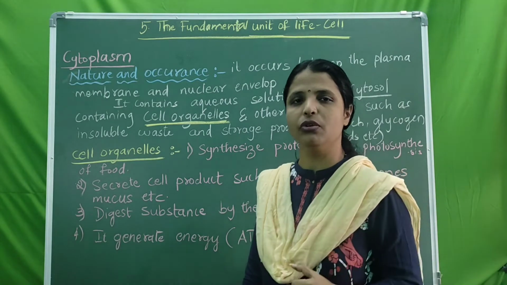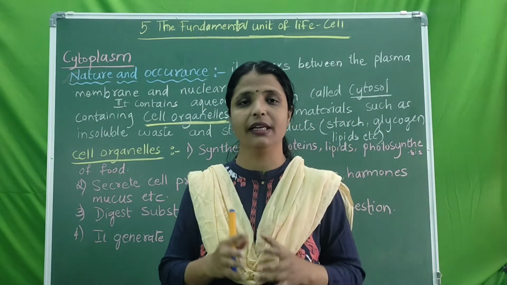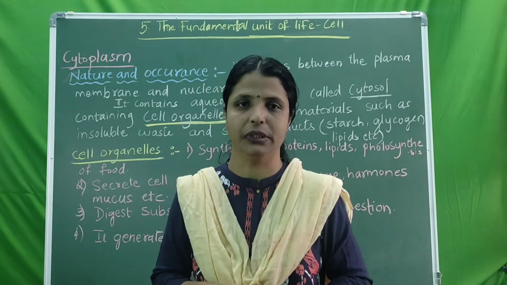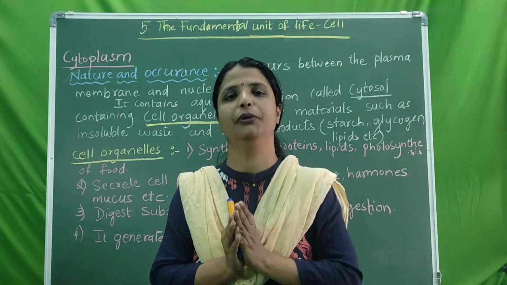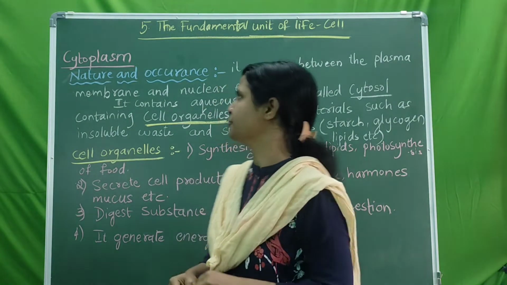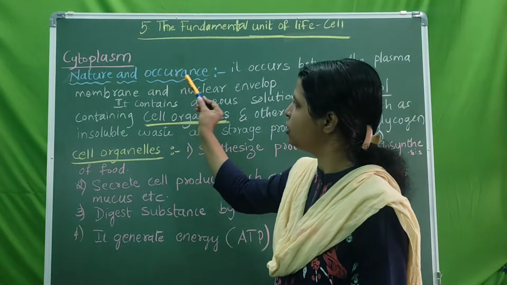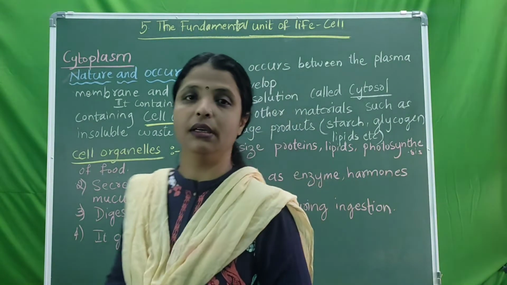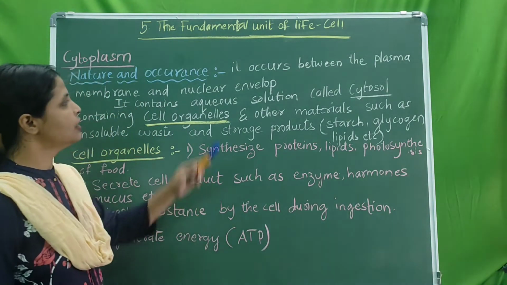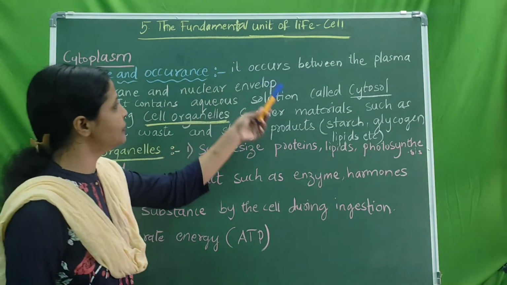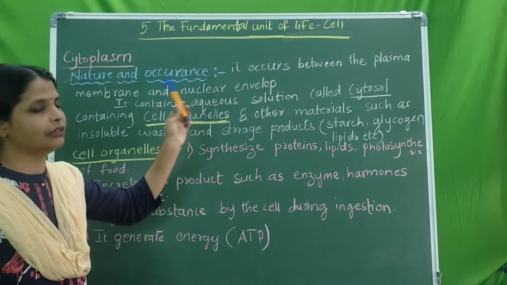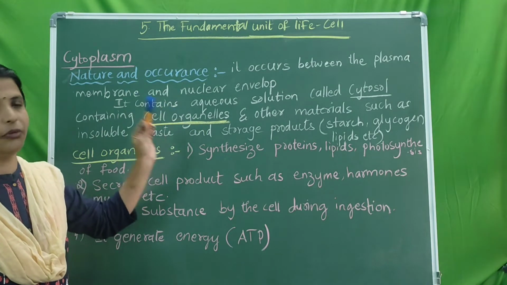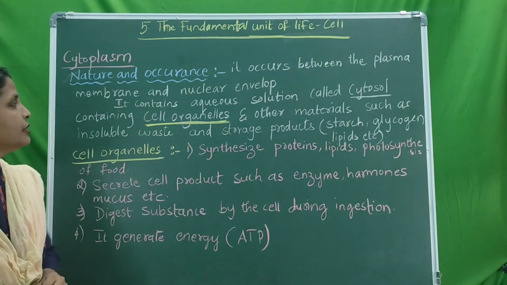So let me just brief you. Cytoplasm is nothing else but the material embedded between the plasma membrane and the nucleus. So whatever fluid we find inside the cell is called cytoplasm. First let us see the nature and the occurrence of the cytoplasm. So how does the cytoplasm look? Okay. The cytoplasm occurs between the plasma membrane and the nuclear envelope, that is, between the nucleus and the plasma membrane, whatever fluid we see, it is called cytoplasm.